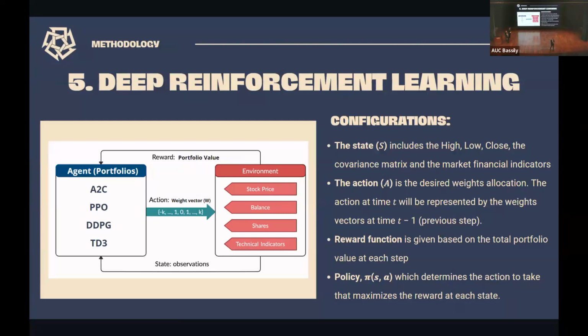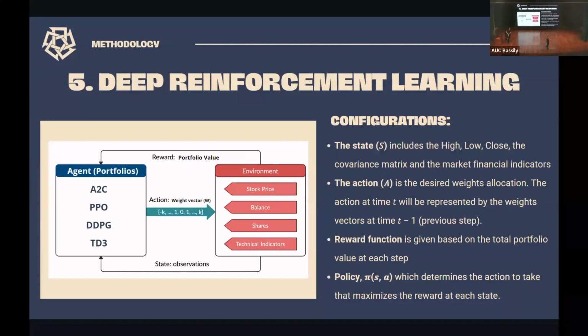So we have first the state, which is the input that gets fed to the model out of the environment. In our configuration, it's the high, the low, the close, the covariance matrix, and the technical indicators that we talked about, that get fed to the model. Then the model tries to optimize a policy that determines an action that maximizes the reward function. In our case, the reward function for the model is the total portfolio value.